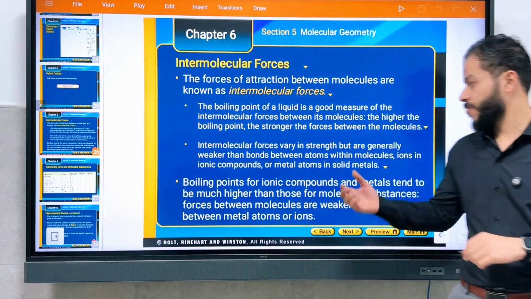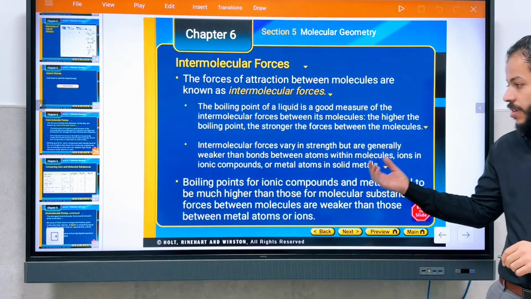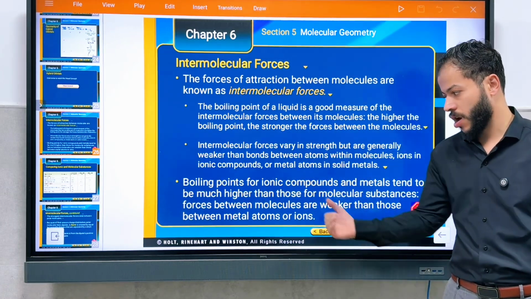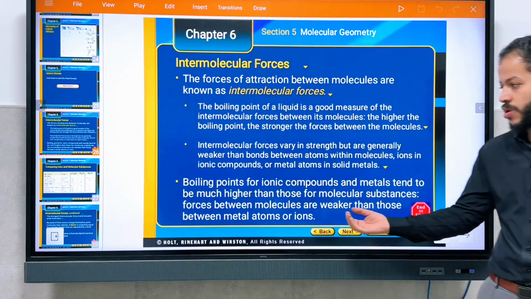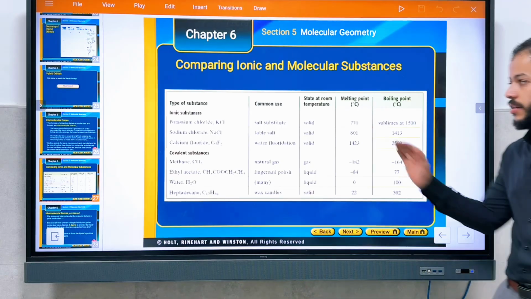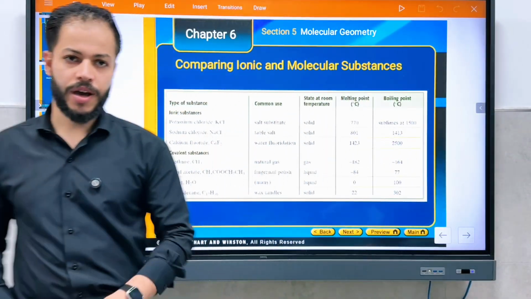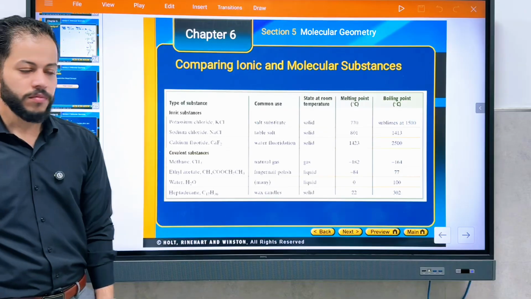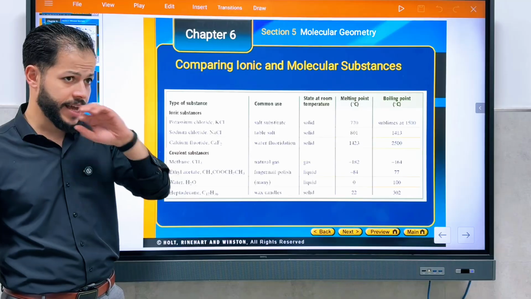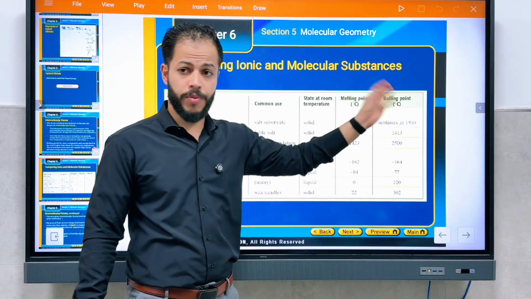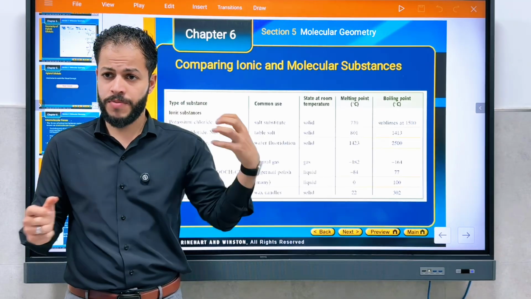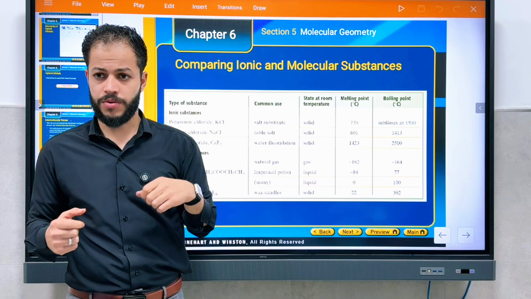So the intermolecular forces vary in strength but are generally weaker than the bond between the atoms, as we mentioned. The boiling and melting points of ionic compounds tend to be much higher than those of molecular substances. Forces between the molecules are weaker than between the atoms or ions. You can see the huge difference between the ionic compound and the covalent compound. As you see, ionic compounds like potassium chloride, sodium chloride, and calcium fluoride all have high boiling and melting points because the electrostatic attraction of the ionic bond is very high. As we mentioned before, the ionic bond is one of the strongest bonds, right?